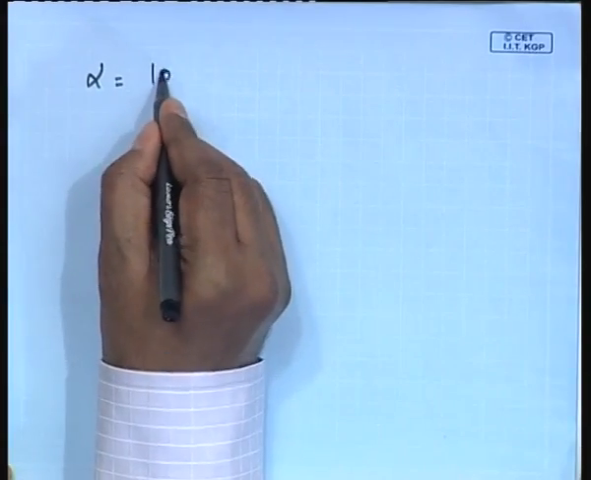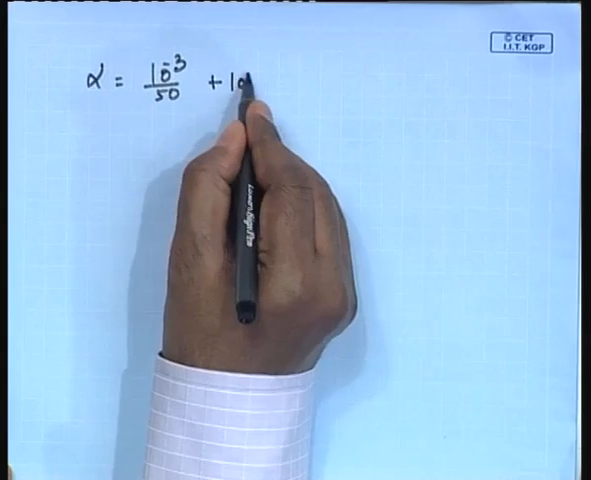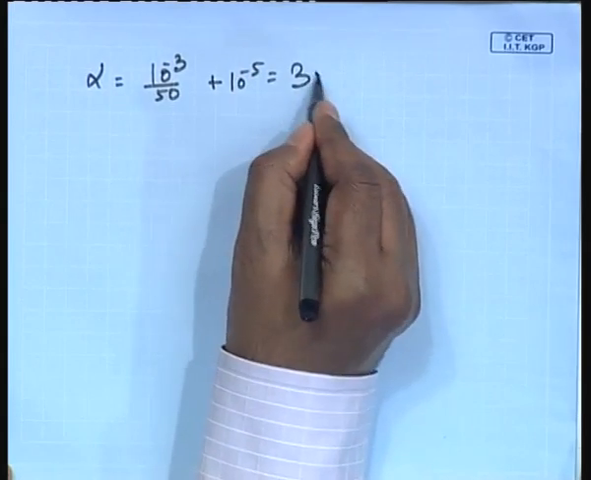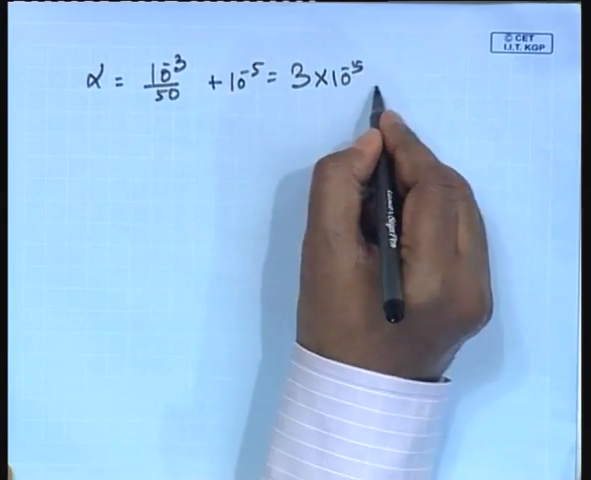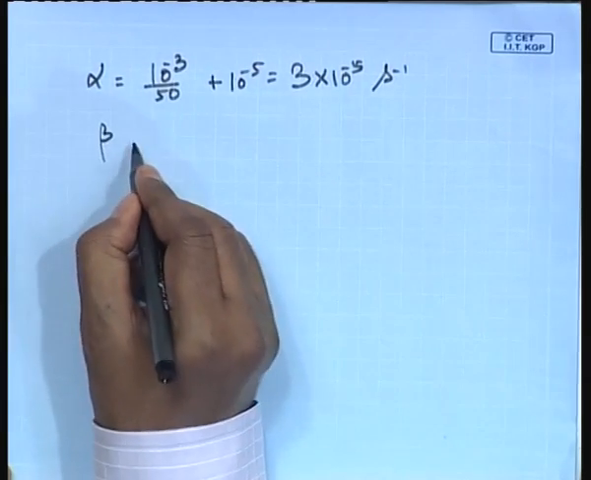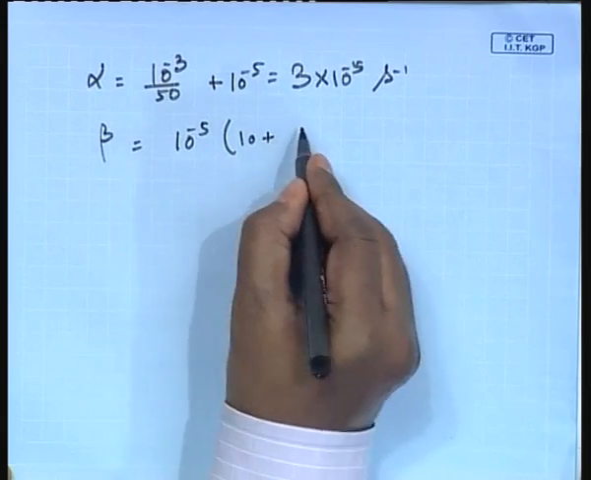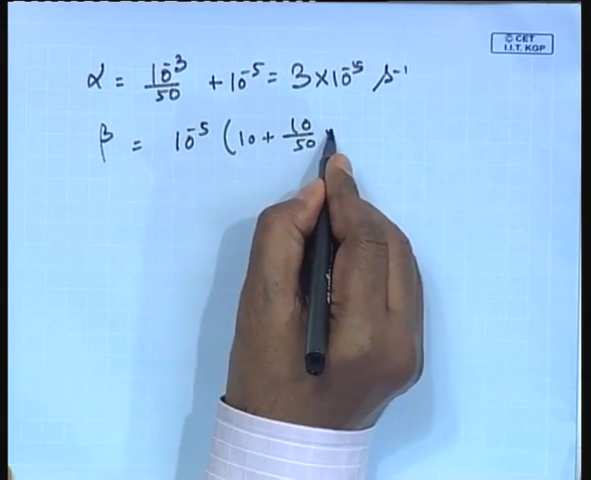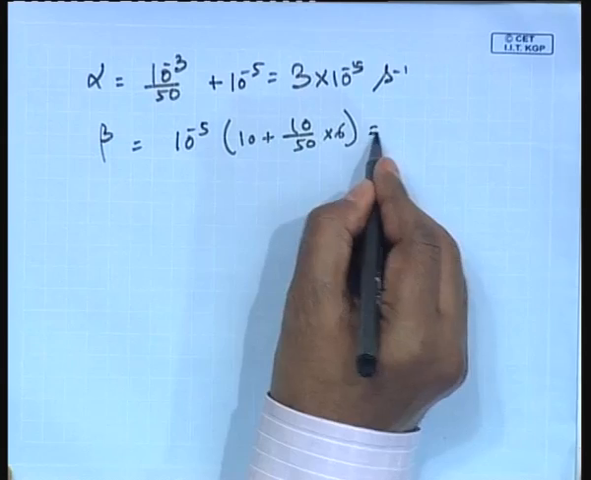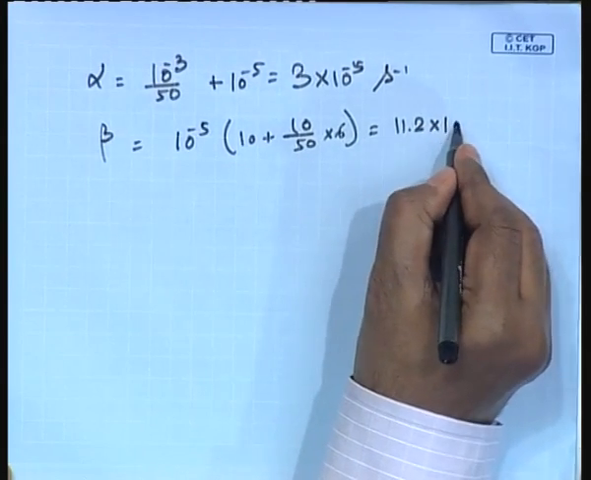Once we give all these values, we calculate the value of alpha: 10 to the power minus 3 by 50 plus 10 to the power minus 5, which turns out to be 3 into 10 to the power minus 5 second inverse. Beta turns out to be 10 to the power minus 5 into 10 plus 10 by 50 into 6. So, it is 11.2 into 10 to the power minus 5.